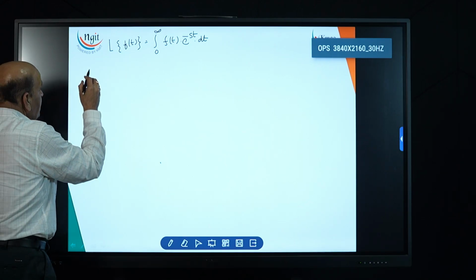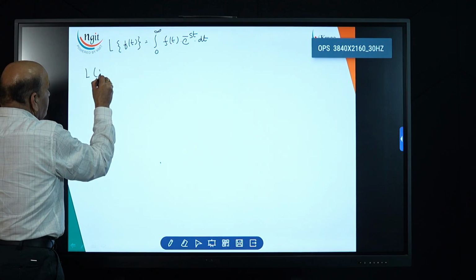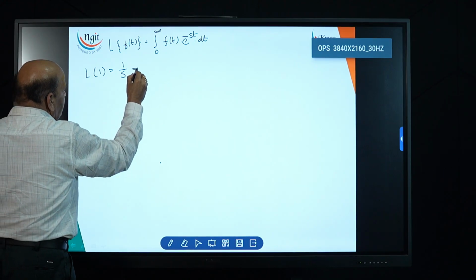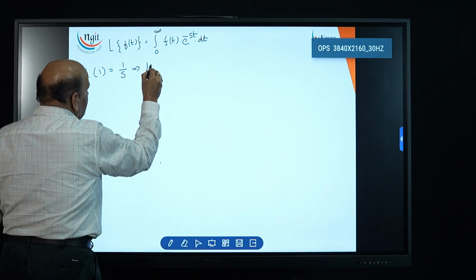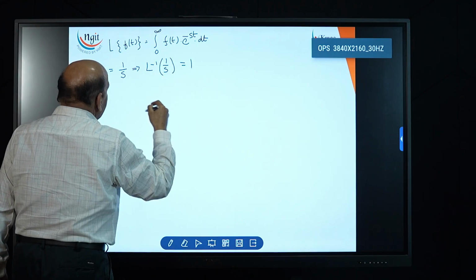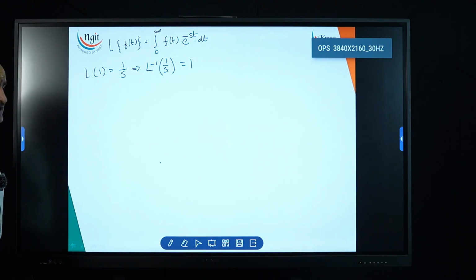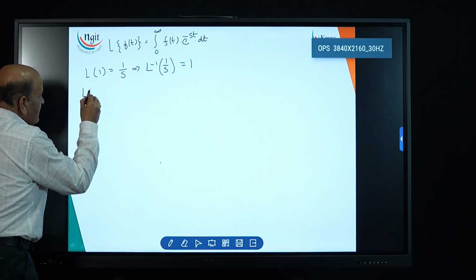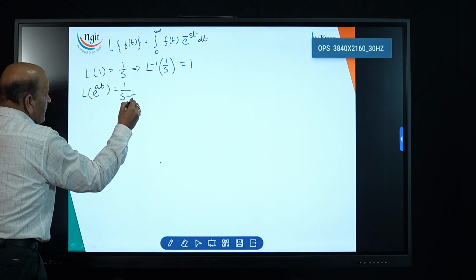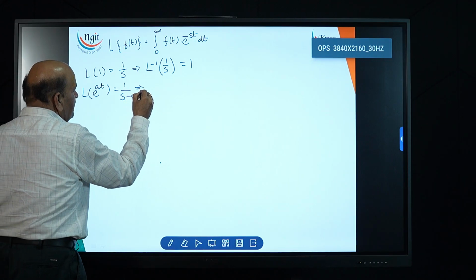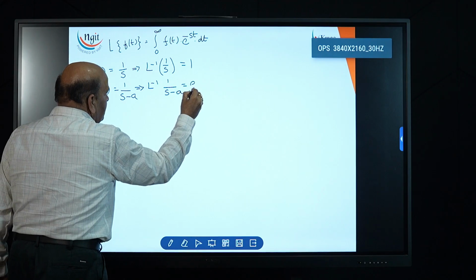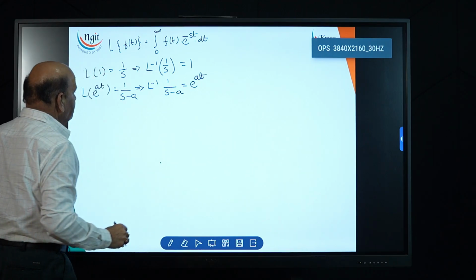Okay? Now, the direct formulas. Laplace transformation of 1 is equal to 1 by s. This implies the inverse Laplace transformation of 1 by s is equal to 1. Now just look, very easy. Laplace transformation of e power at is equal to 1 by s minus a. This implies the inverse Laplace transformation of 1 by s minus a is equal to e power at.